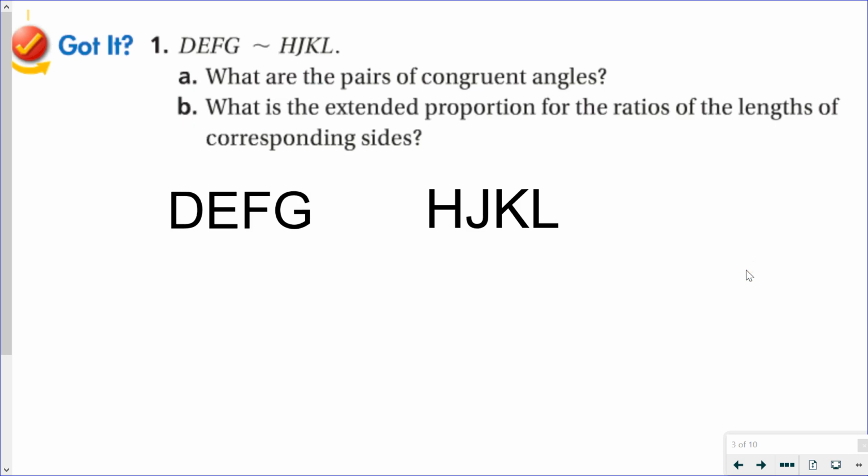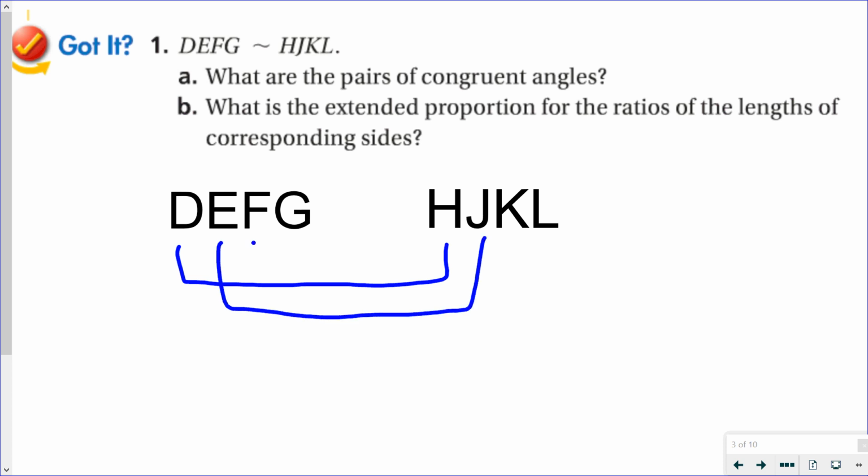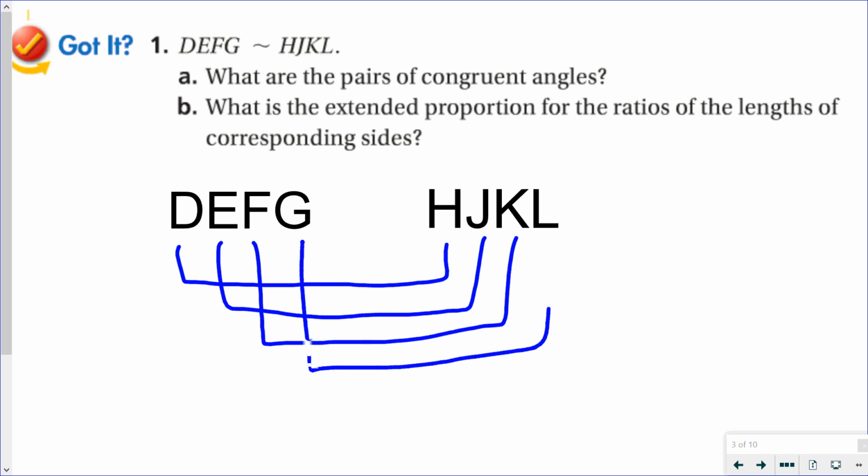Quadrilateral DEFG is similar to quadrilateral HJKL. What are the pairs of congruent angles? Well, the similarity statement is already set up according to its corresponding angles. Angle D is congruent to angle H. Angle E is congruent to angle J. Angle F is congruent to angle K. And angle G is congruent to angle L.